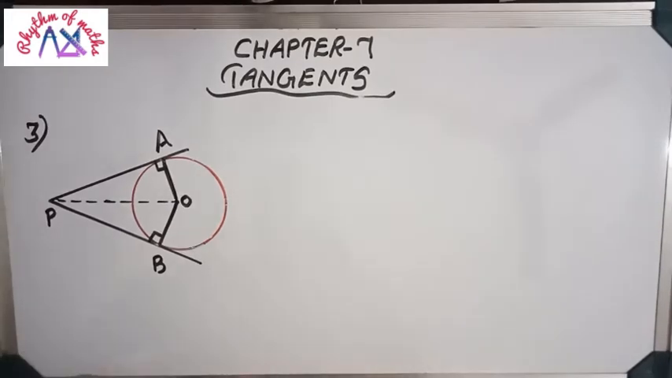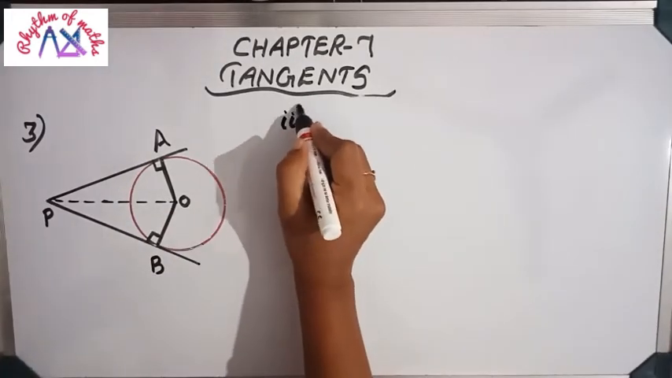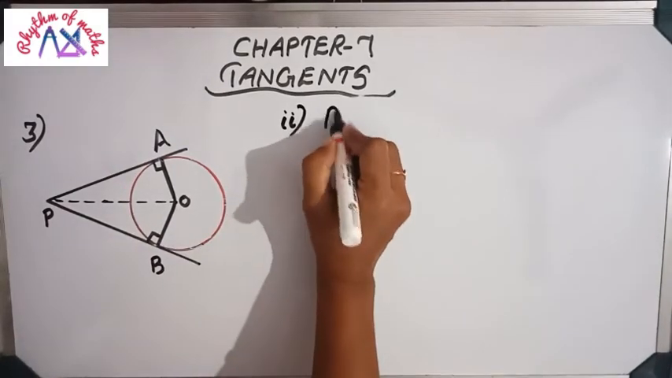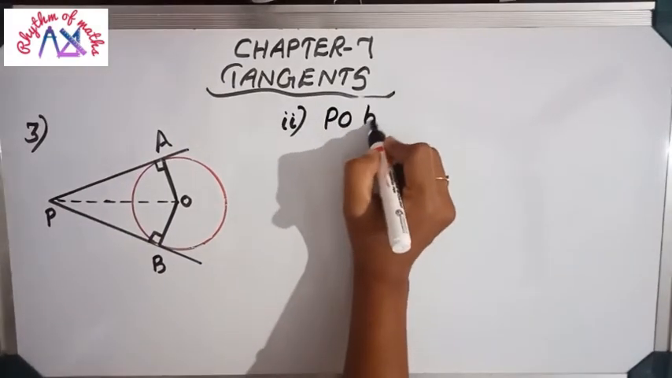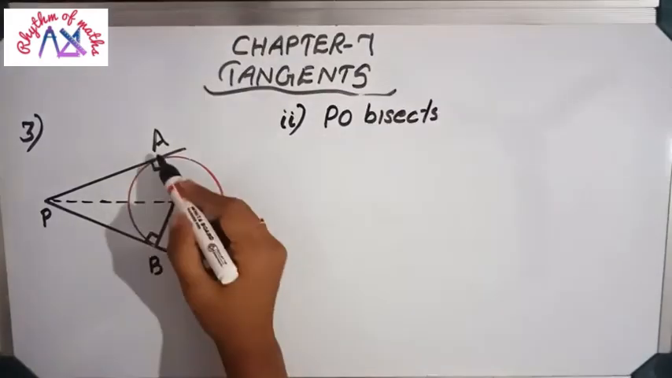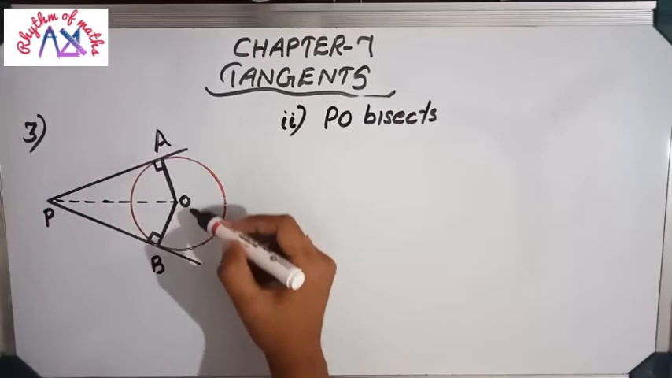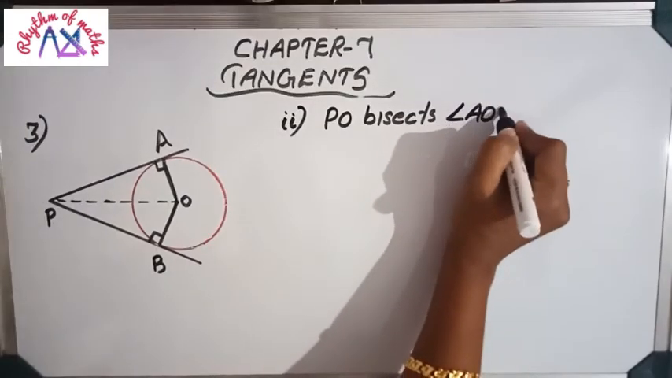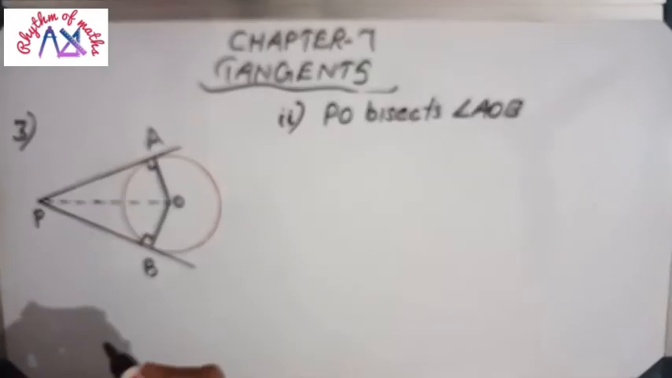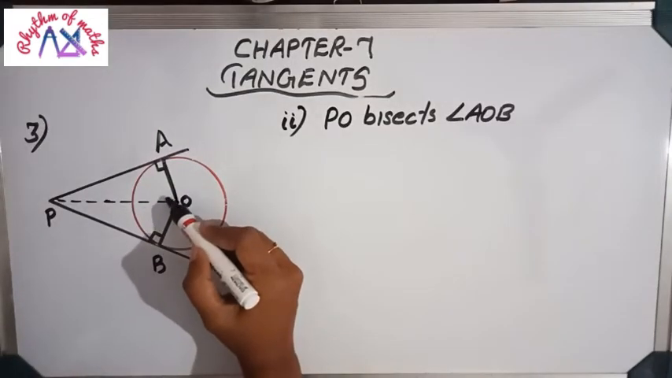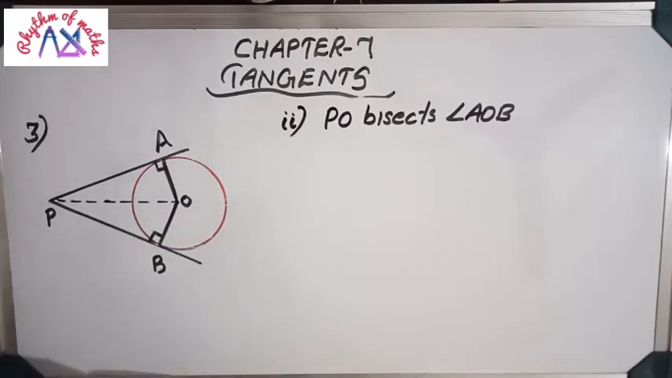Now the second sub question is, we have to prove that the line joining the central point and the outside point, that means PO, bisects the angle between the radii, that means angle AOB. This is what we need to prove in the second sub question: this line cuts the angle AOB into two equal halves.